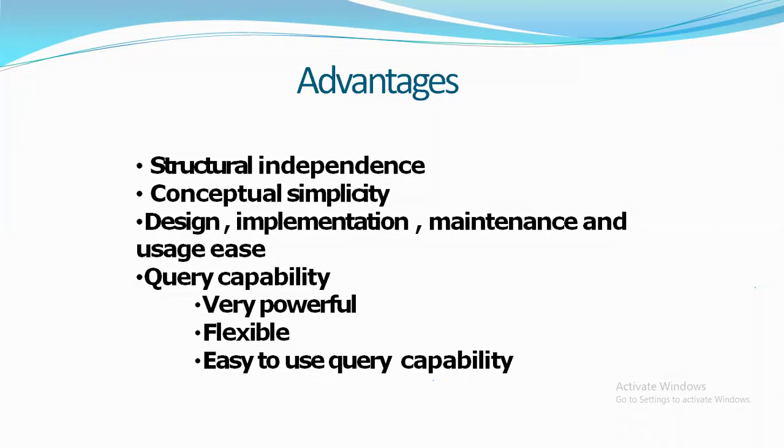We already know the two-dimensional table, two-dimensional arrays. A two-dimensional array is very easy compared to graphs and trees. That's why one advantage is the ease of design, implementation, and maintenance. It is conceptually very simple, just rows and columns. And structural independence, there is independence there. Also very powerful query capability and flexibility, easy use of query capability. There are so many advantages.